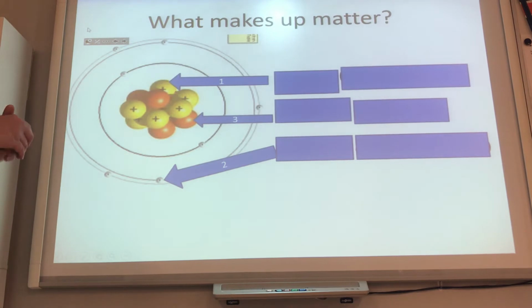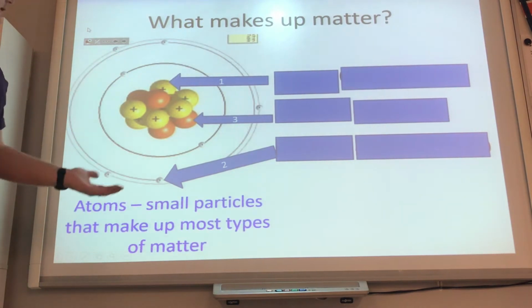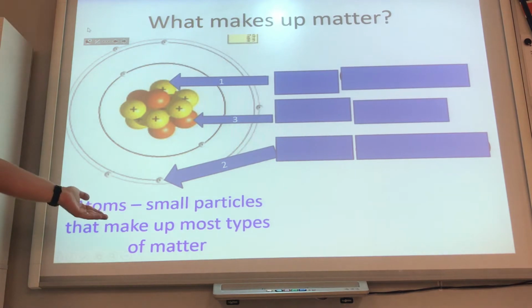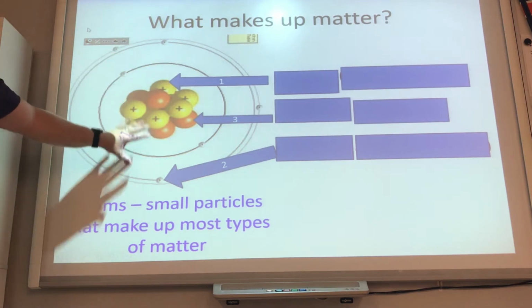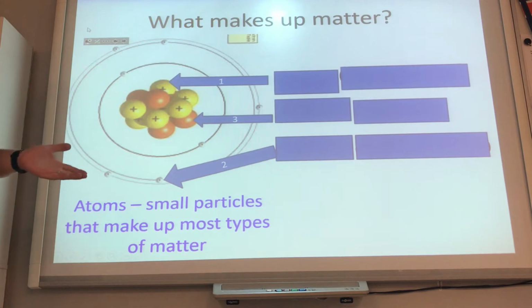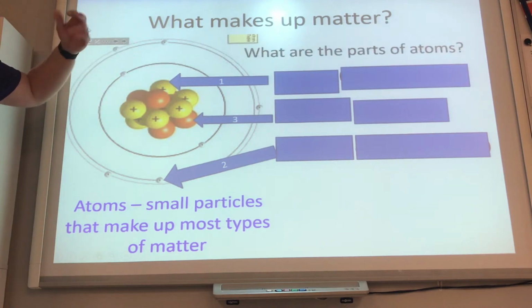Now, what makes up matter? Hopefully we know this by now. If we don't, I've probably failed you. All right? Atoms, the small particles that make up most types of matter. Well, here's a picture of an atom, actually a model of an atom. All right, what are the parts?